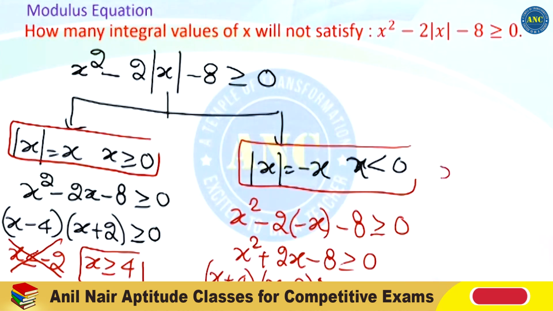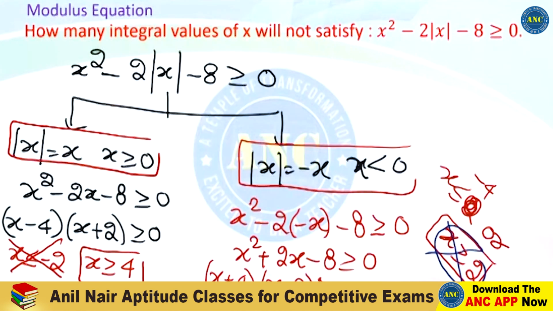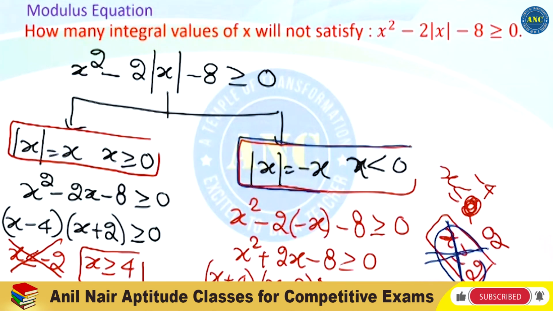So x is less than or equivalent to minus 4 or x is greater than or equivalent to 2. Another very beautiful concept, sir. X is greater than or equivalent to 2. Any value greater than or equivalent to 2 is nothing but positive. So this case is not possible, because mod x equivalent to minus x if x is less than 0.